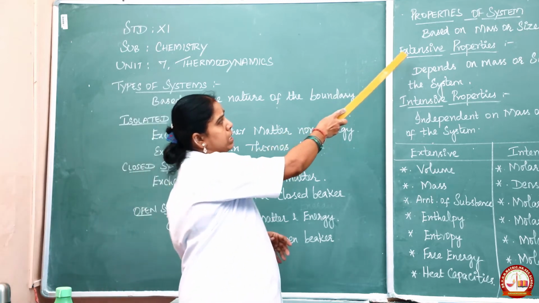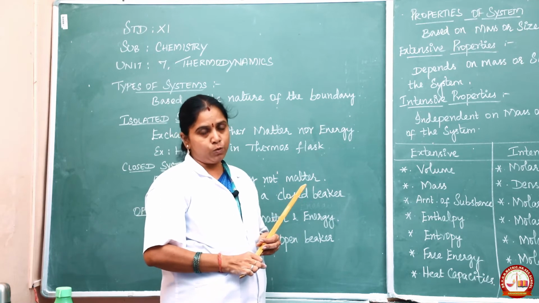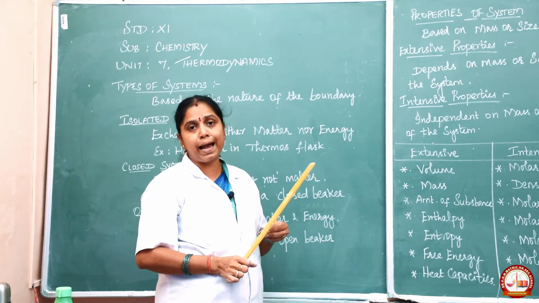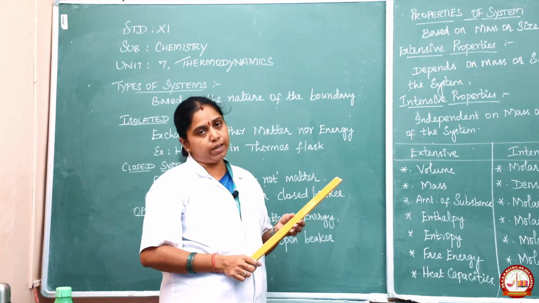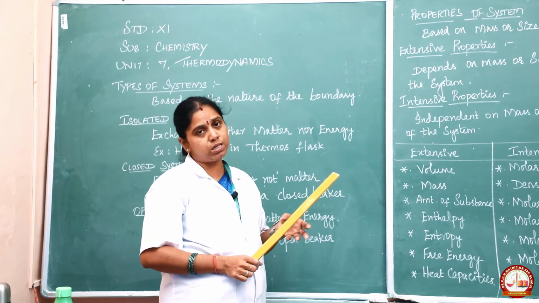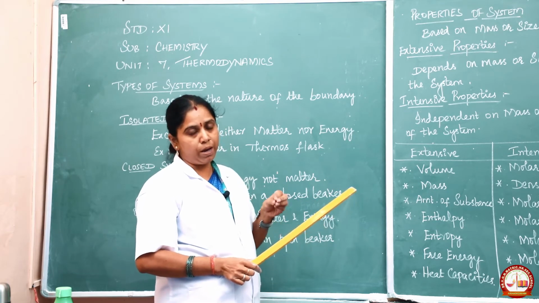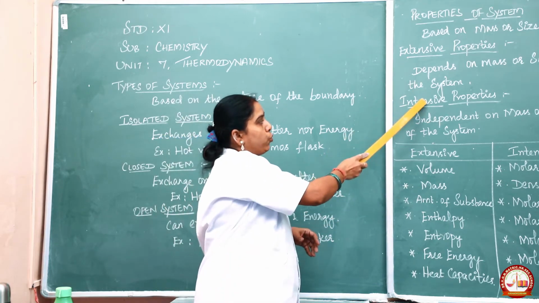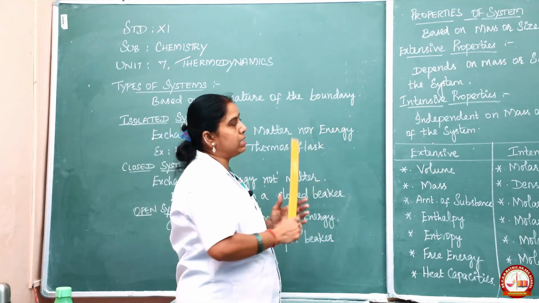The next one is the properties of the system. Here, the properties of thermodynamics can be explained based on mass or amount, or the size of the particle. So based on the mass or size, we are able to explain the properties of thermodynamics. Based on these two concepts, the properties can be of two types. One is intensive properties and the other is extensive properties.